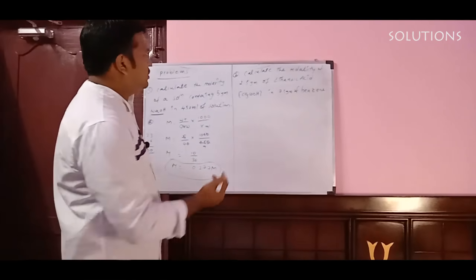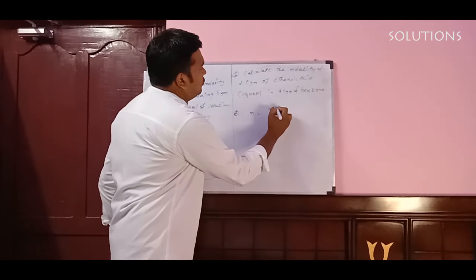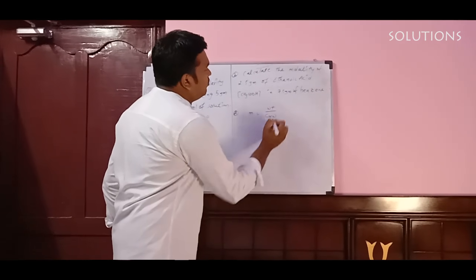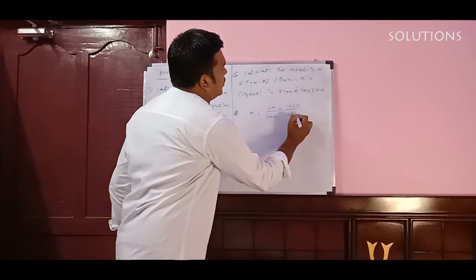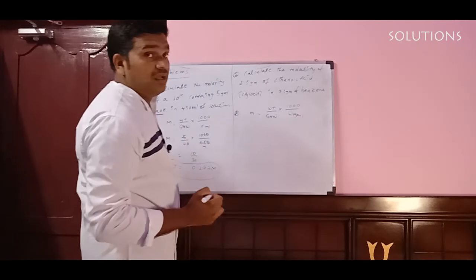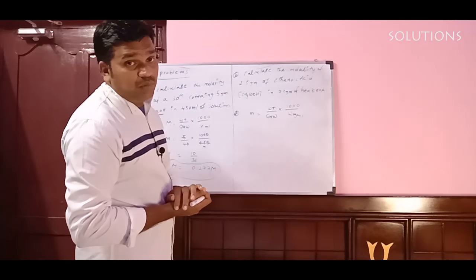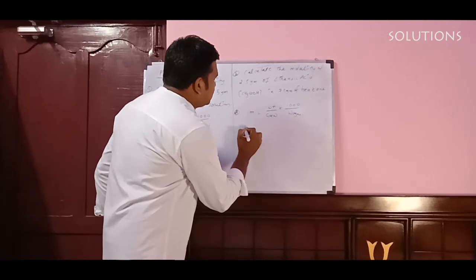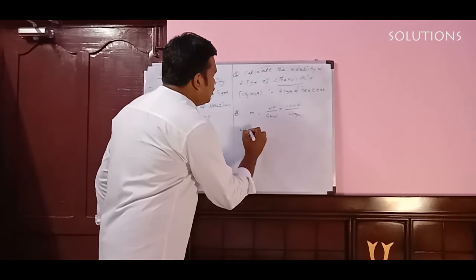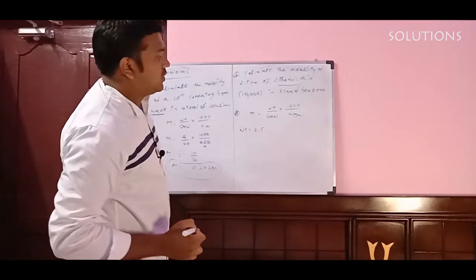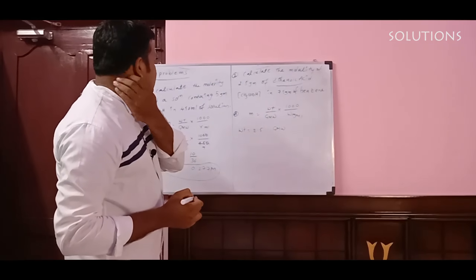So you can write the formula for molality. Molality m is equal to weight of solute by gram molecular weight of solute into 1000 by weight of the solvent in grams. What weight is given? The weight of solute is given, which is ethanoic acid, 2.5 grams. And gram molecular weight of which compound here?